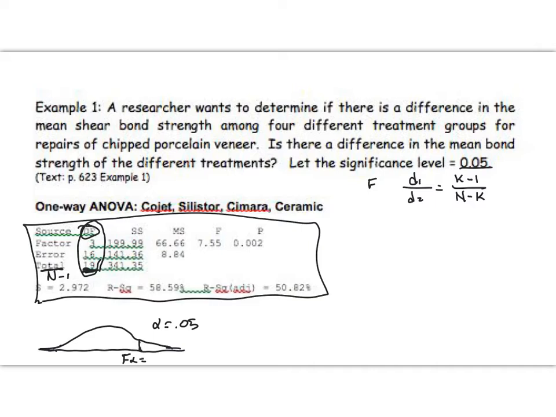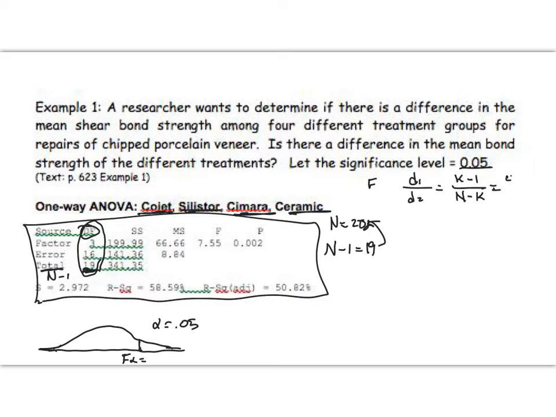So that's my total, n equals 20, because n minus 1 equals 19. So that means n equals 20. Okay, so if I go up here, I have 4 different groups. I have Cojet, Sillastor, Samara, and Ceramic. Those are my 4 companies who make porcelain veneers, and I'm checking to see if there's a difference between any of them in their strength.